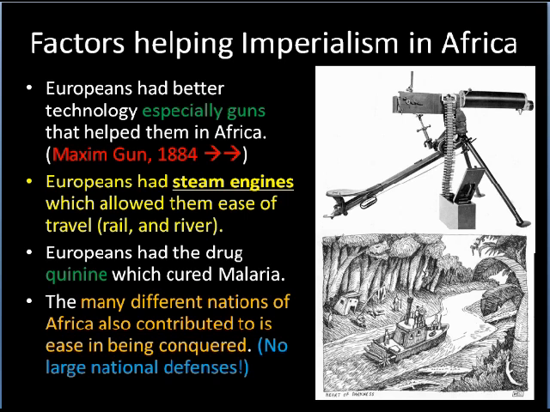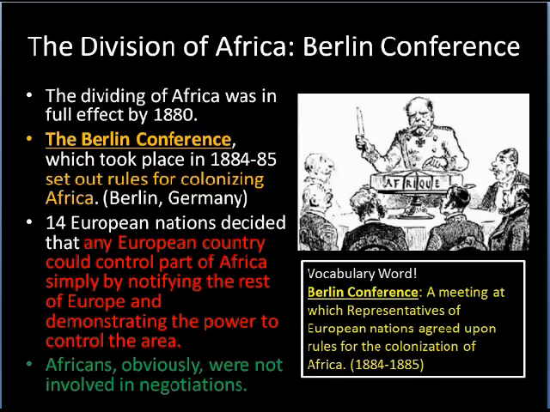The many different nations of Africa also contributed to its ease in being conquered. Because you have no real large national defense in Africa, there are no real cohesive countries to fight against Europeans in any effective way. This allows them to kind of take over more easily. So those things really help imperialism in Africa.